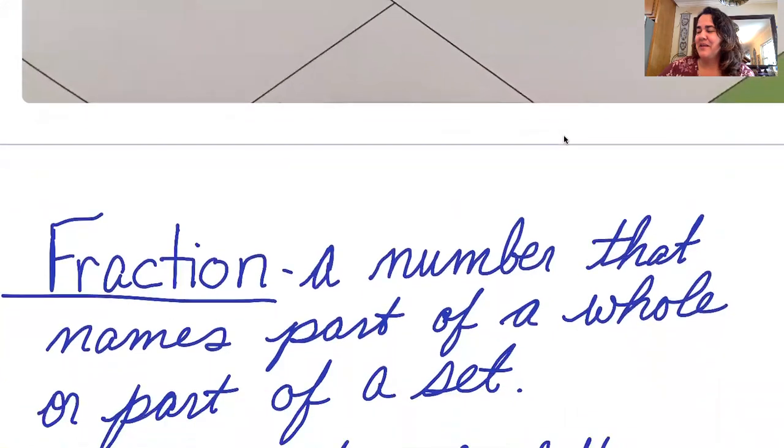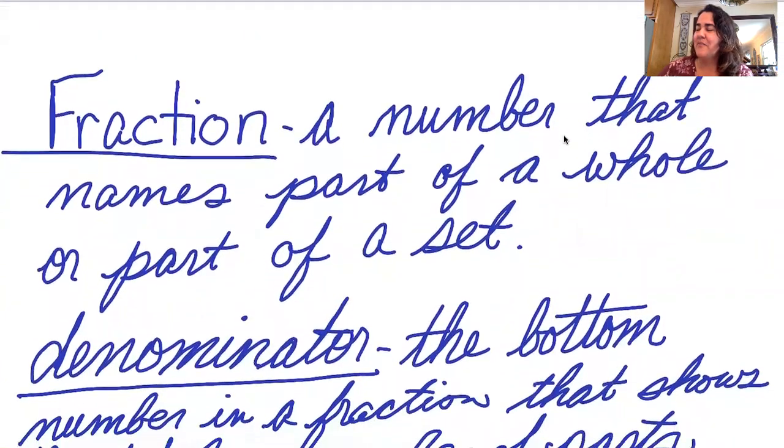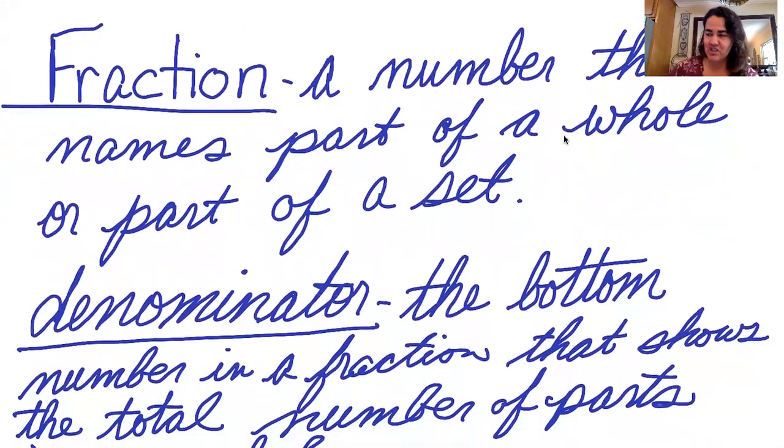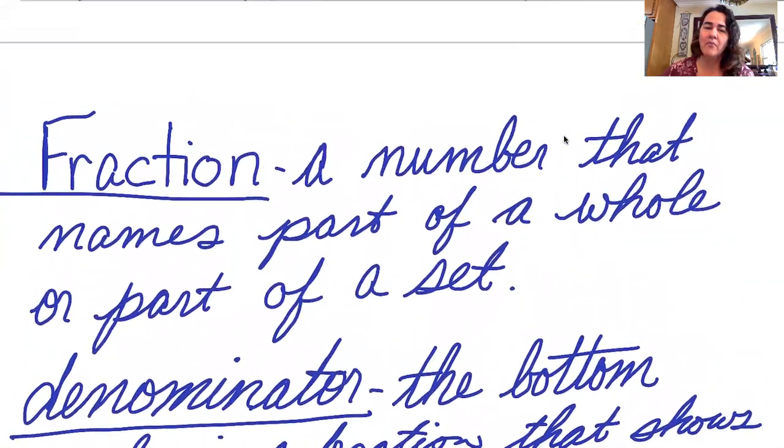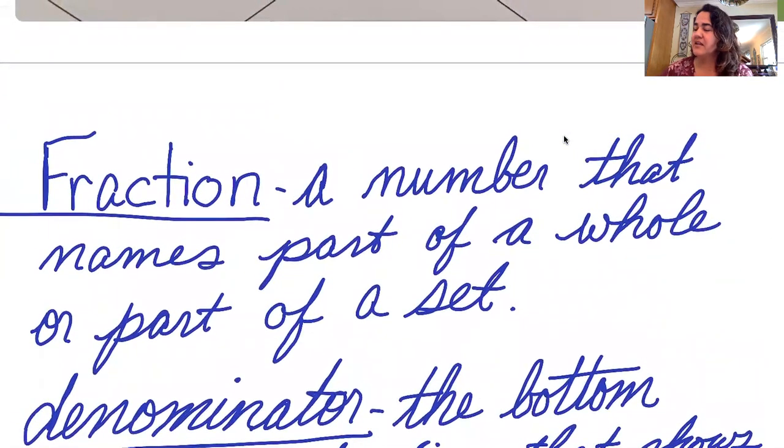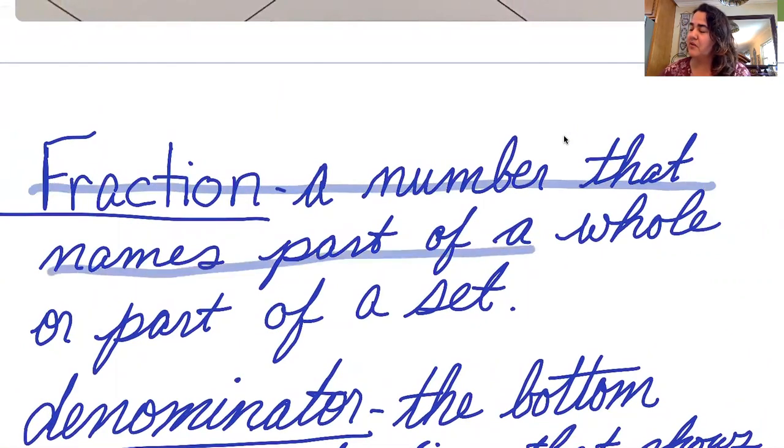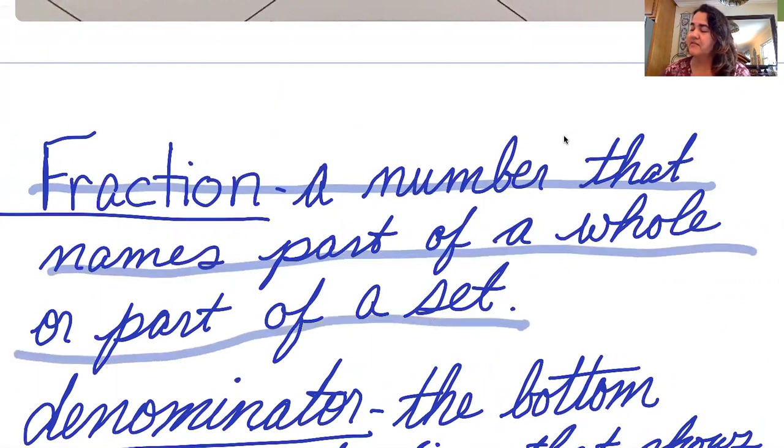Okay, buddies, let's pay attention while we talk a little bit about vocabulary for this chapter. Read along with me as I read. A fraction is a number that names part of a whole or part of a set. Okay, so a fraction is a number that names part of a whole or part of a set.